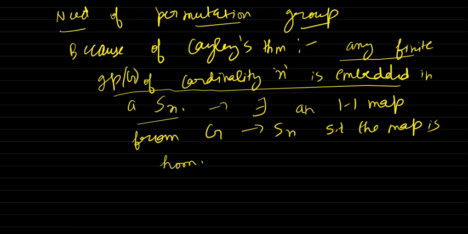This is a very important theorem, and because of Cayley's theorem, we have to study the permutation group. Why? Because once we study the permutation group, the other task of studying finite groups is also done by us. So this is just a general introduction to the permutation group. We will analyze this group in a detailed manner in the coming videos. So thank you so much.